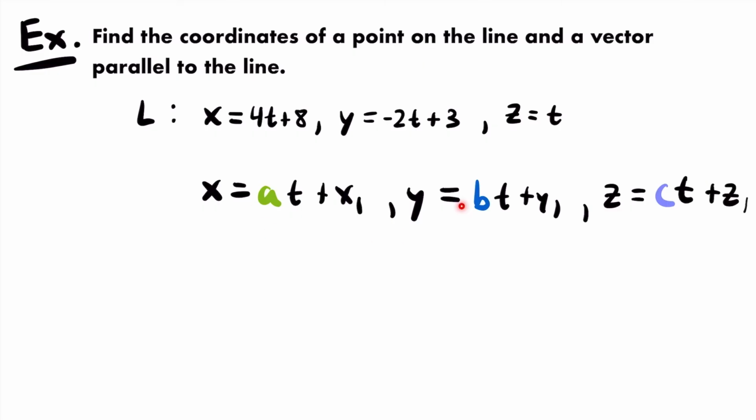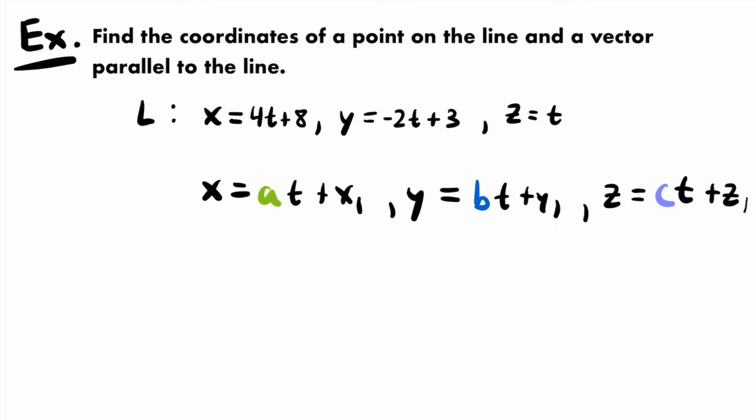And so remember, the direction numbers make up the components of a direction vector, the vector that would be parallel to this line, and x1, y1, and z1 make up the coordinates of a point that would be on this line. So hopefully you can see that this is a pretty easy process. a is going to be equal to the coefficient of t for x, which is 4. b is going to be equal to the coefficient of t for y, which is -2. And c is going to be equal to the coefficient of t for z, which is 1. And then whatever value is being added to that t term will be the corresponding x, y, and z coordinates.